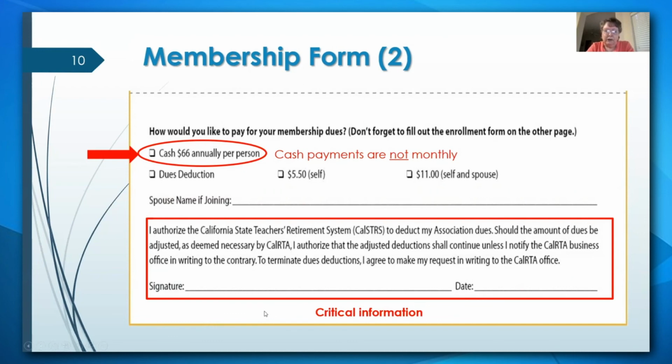And if someone is joining by dues deduction, obviously, they would check that, and whether they're joining for themselves or for themselves and a spouse, so whatever the amount's going to be that's deducted from the pension each month. But that contract language really needs to be there. So if you need that wording, make a note to yourself that it's all on slide 10. Okay.